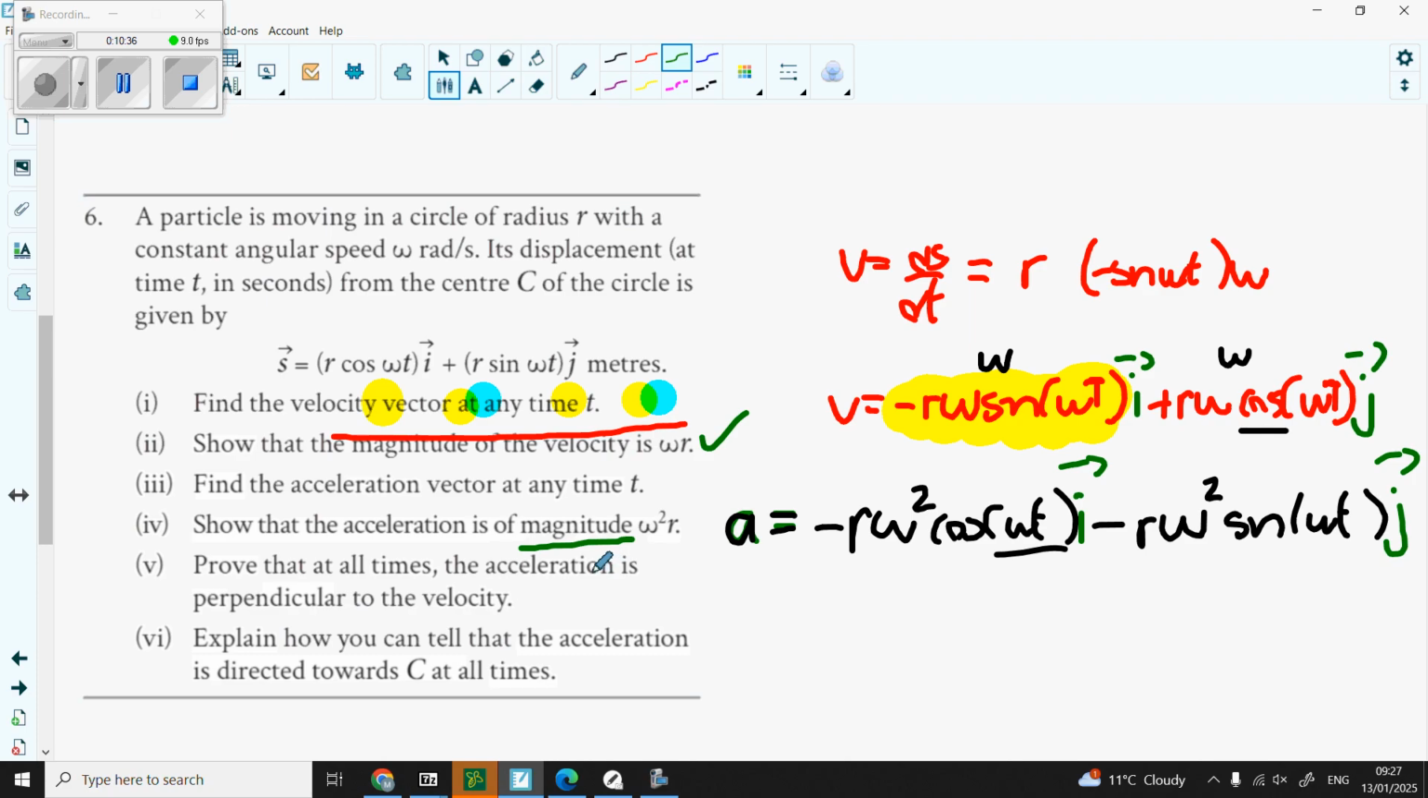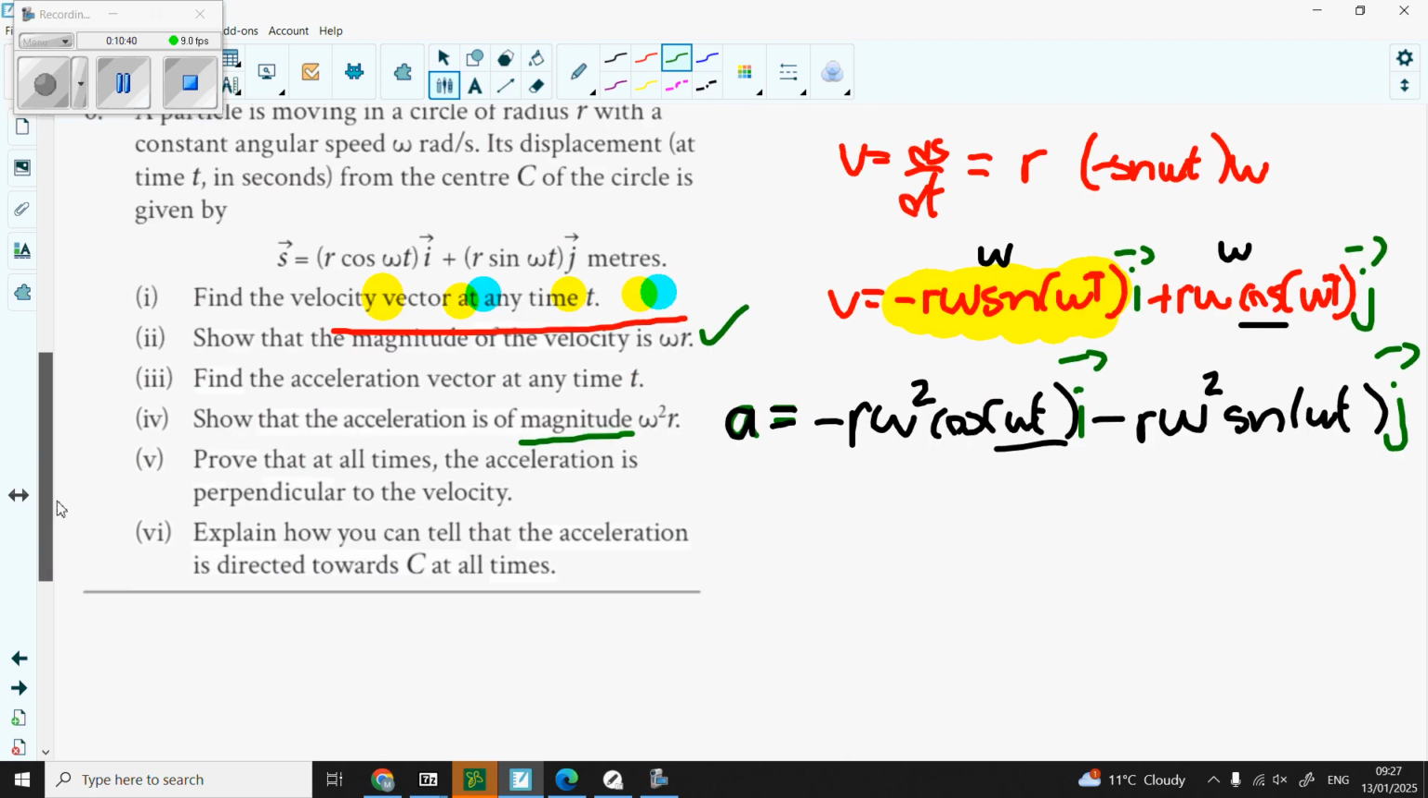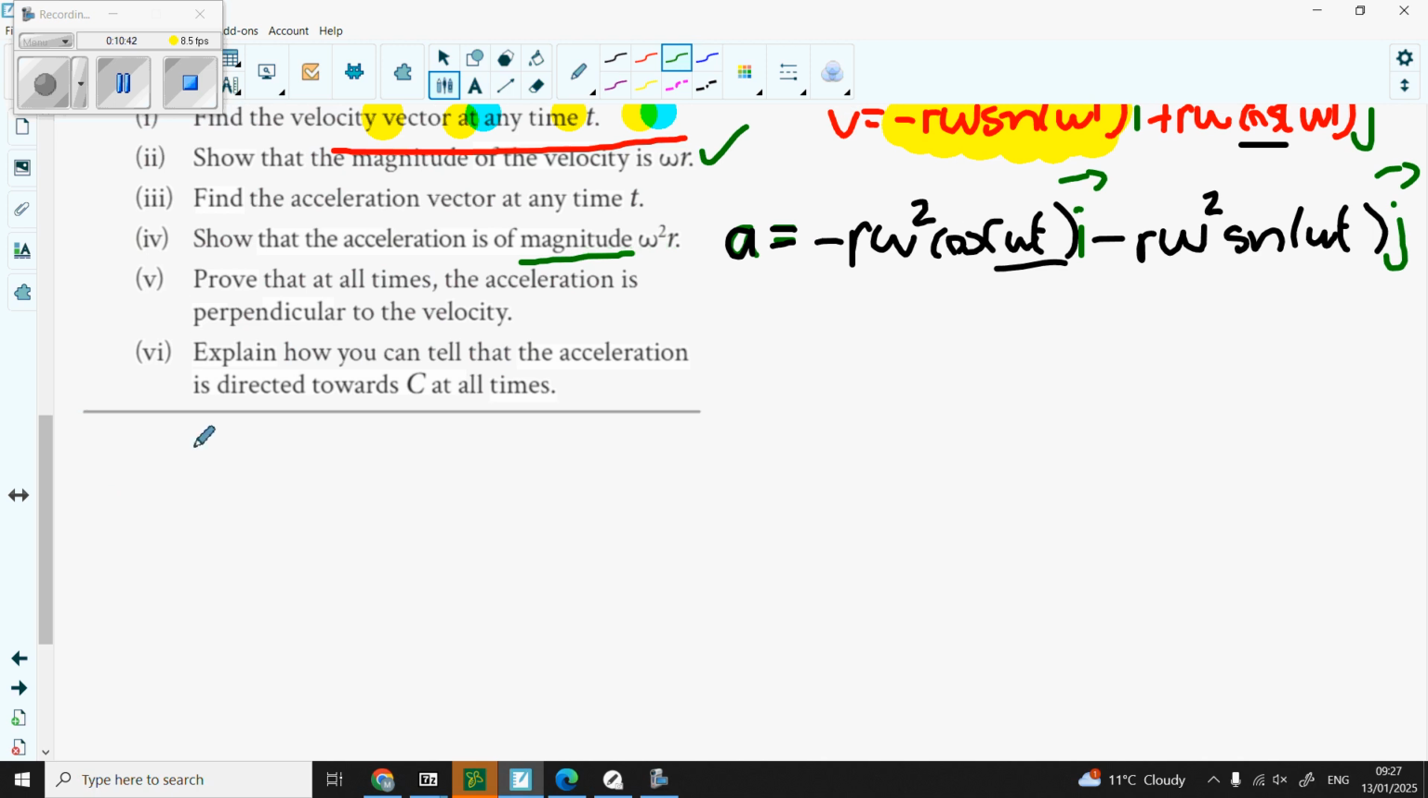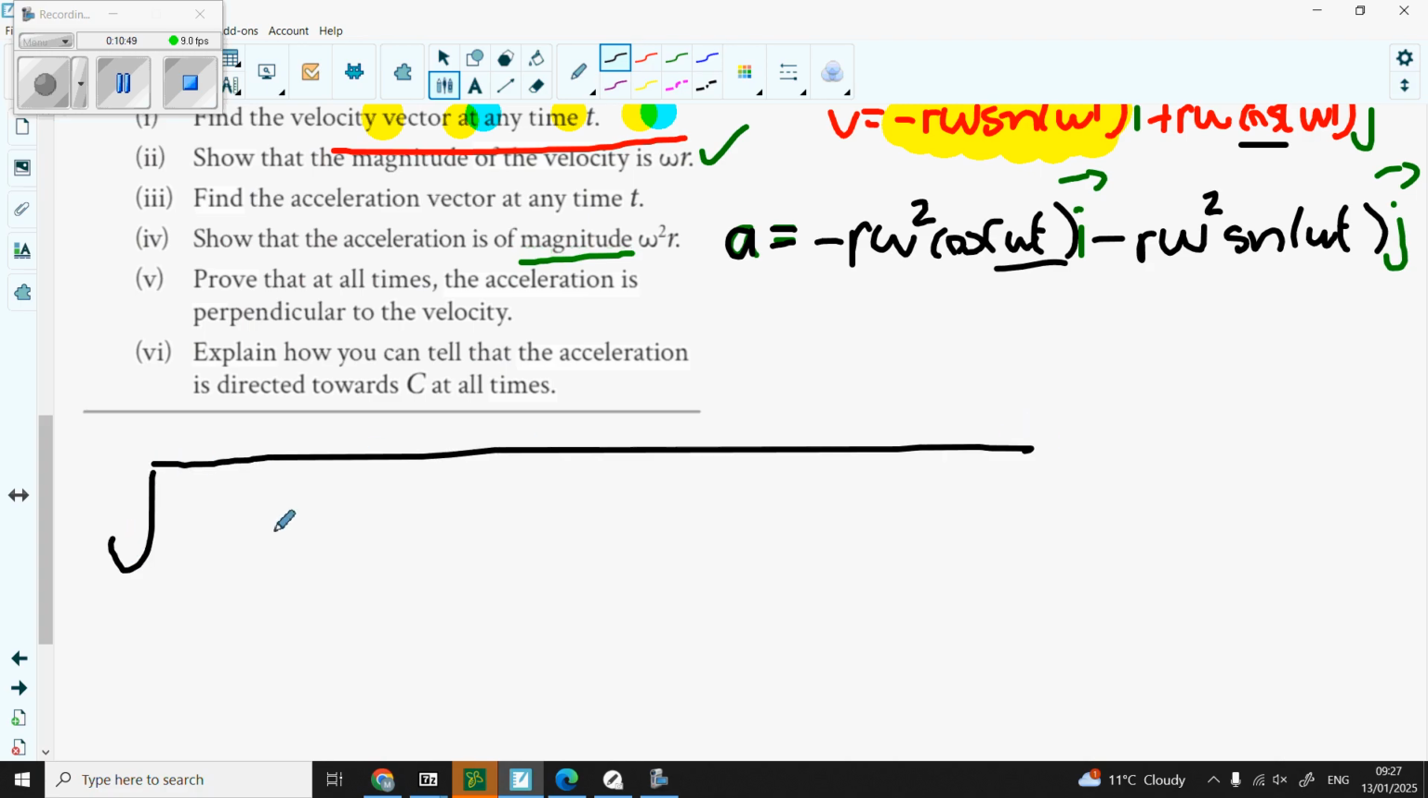Now, what does it want from me? Magnitude. So we're gonna have to do the square root thing again. Just because it's such great fun. So it's gonna be minus r omega squared.